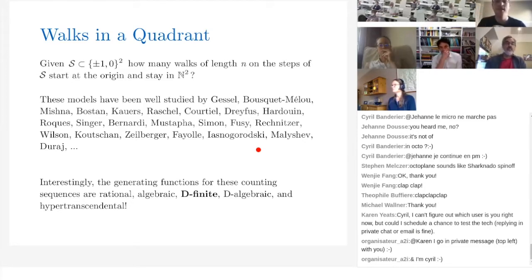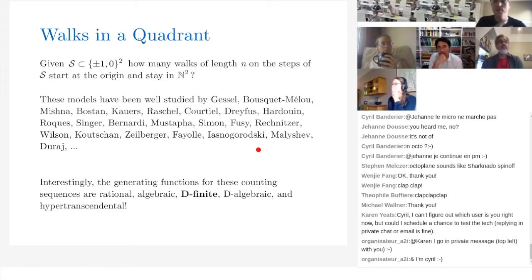But for walks in a quadrant, you get this wide variety of behavior. You can get rational generating functions, algebraic, D-finite, D-algebraic, or even generating functions that are not D-algebraic. And I'm sure Michael will tell us all about the interesting tools for studying these in his talk right after this. Now, in Robin's talk yesterday, he focused on a connection between algebraic generating functions and this multivariate theory.